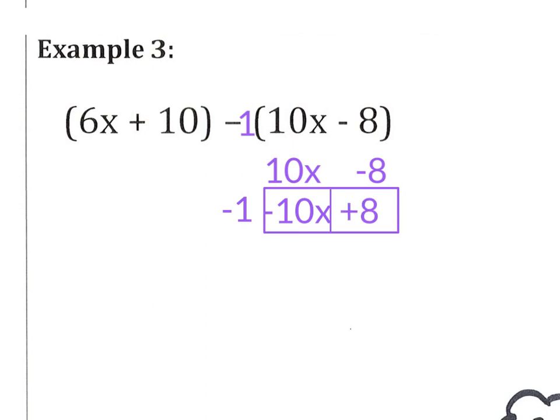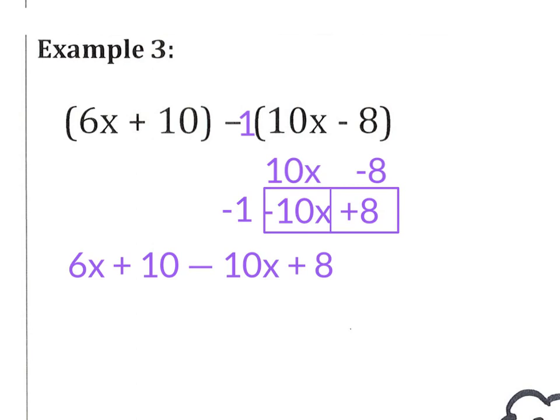Okay, so then we rewrite. In this first one, we have the 6x plus 10, and then bring down the negative 10x plus 8. I just wrote them all out in one line so that you can see the 6x plus 10 comes from above here, and the minus 10x plus 8 comes from the area model. Now it's like what we have been doing.